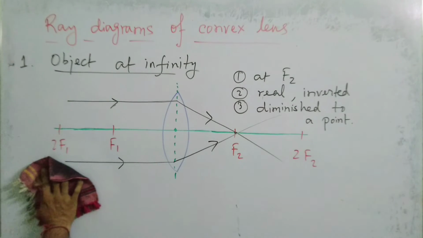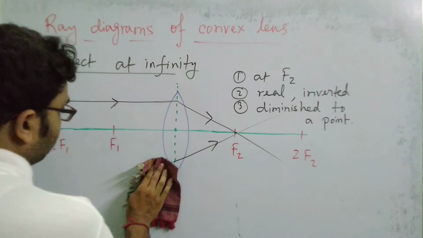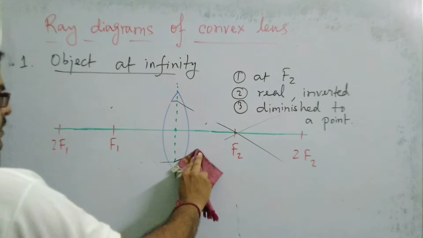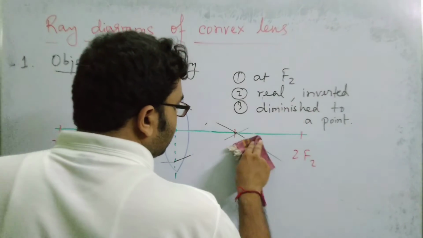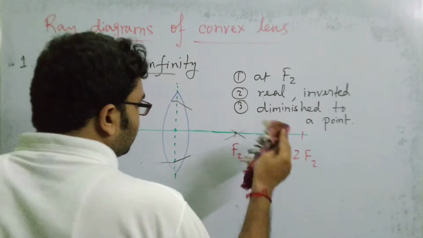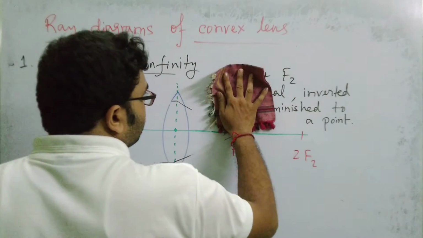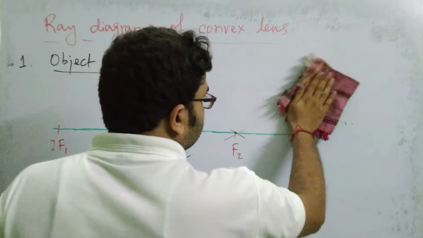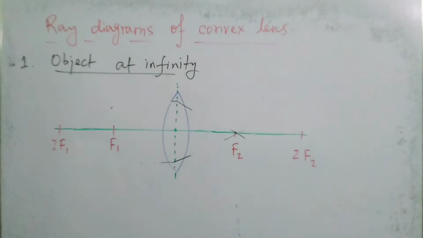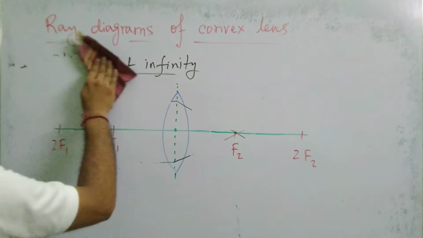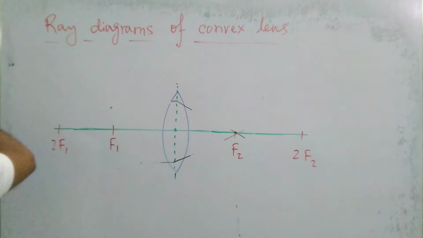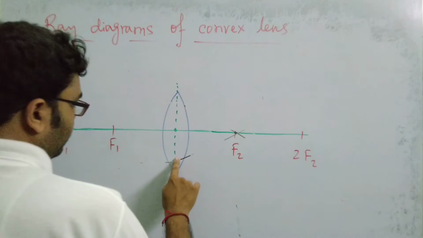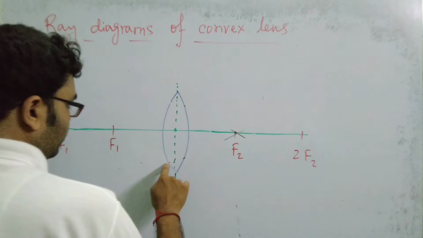I am just rubbing it off. I will not rub the entire diagram. I will just erase the light rays, because with the change in the position of the object, the light rays will change direction a little bit. I am also removing these three characteristics, and I will be changing the heading. So you will have to draw the diagram once again. You have to do a little bit of hard work here to draw the diagrams again and again.